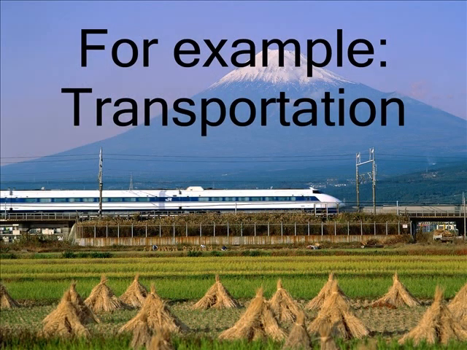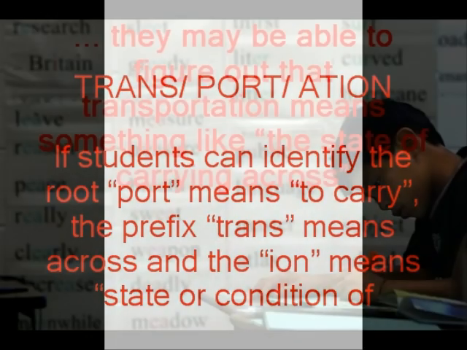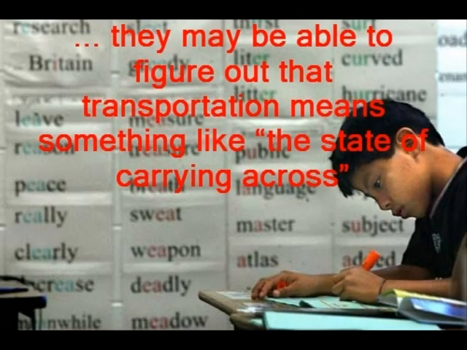For example, the word transportation. If students can identify the root port means to carry, the prefix trans means across, and the ION means state or condition of, they may be able to figure out that transportation means something like the state of carrying across.